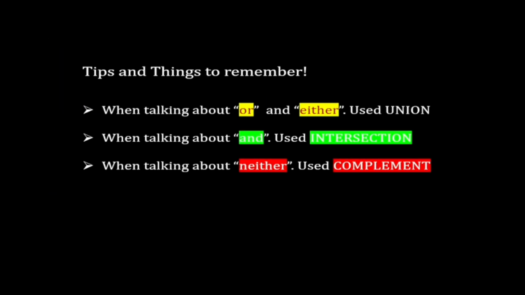Okay class, before we start with problem solving in Venn diagram, remember these tips. When talking about or and either, use union. When talking about and, use intersection. And when talking about neither, use complement. Okay, so let's now start.